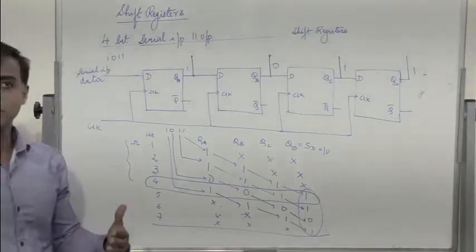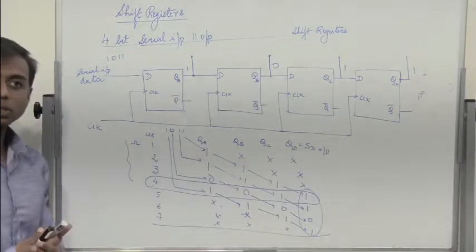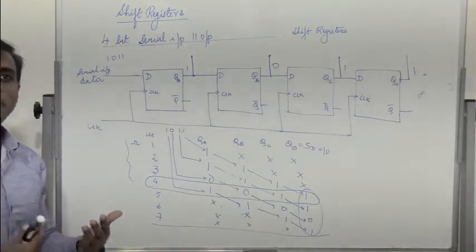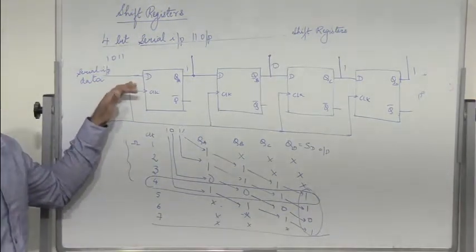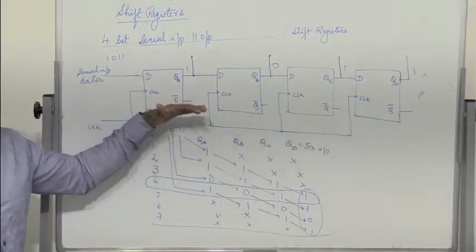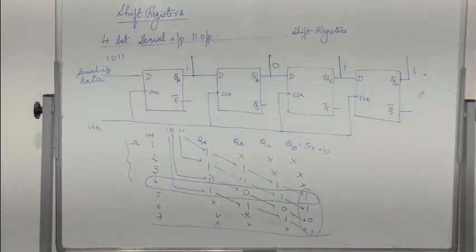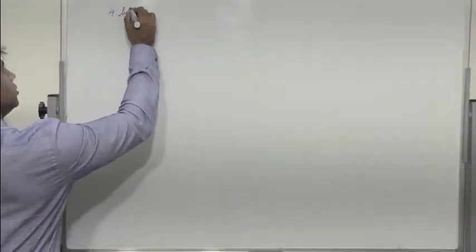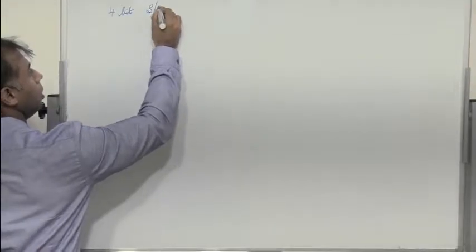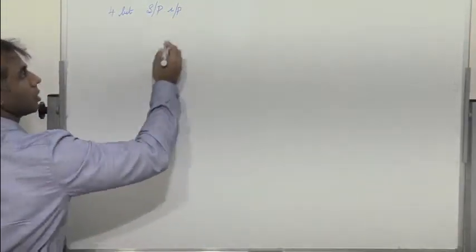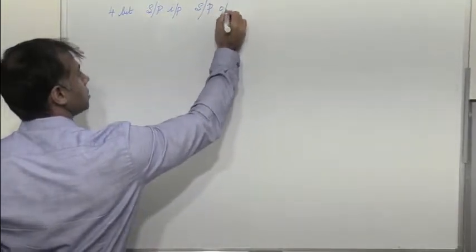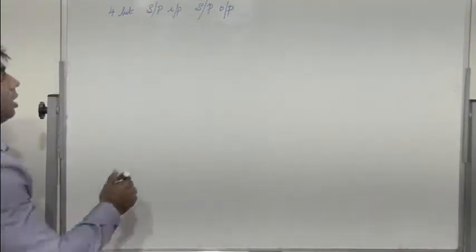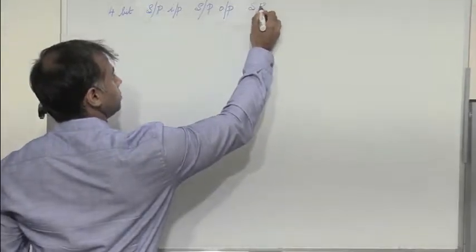So I need to have all the options. I need to have serial input, serial output, serial input, parallel output, parallel input, serial output, parallel input, parallel output. So all these 4 combinations should be made available in the design. So let's see how that can be done. So we need to design a 4-bit serial or parallel input, serial or parallel output shift register. Of course, they are unidirectional, right?